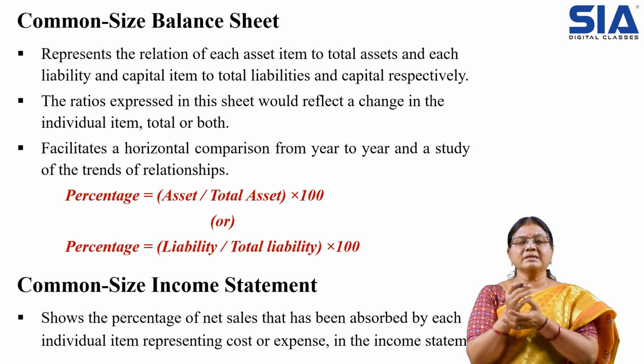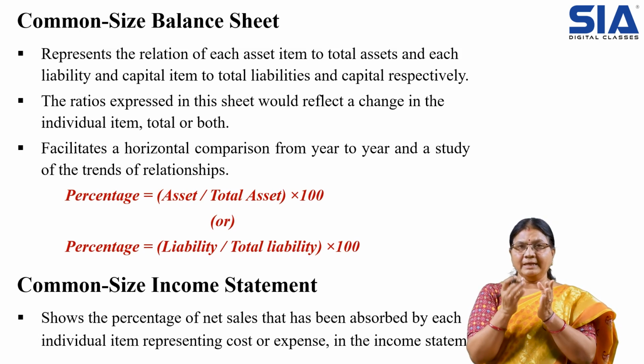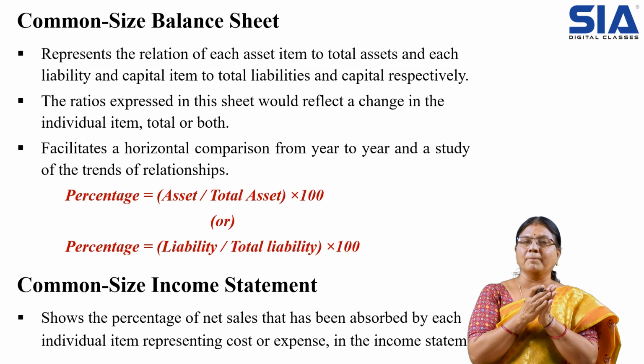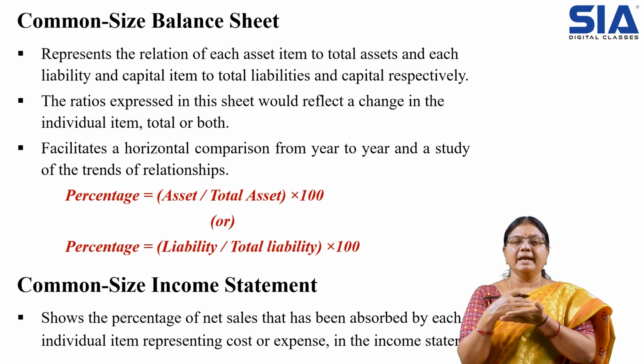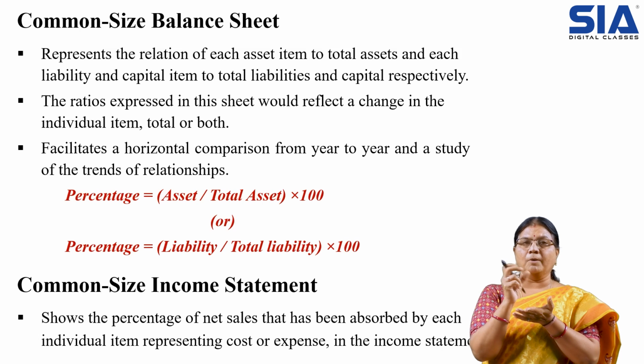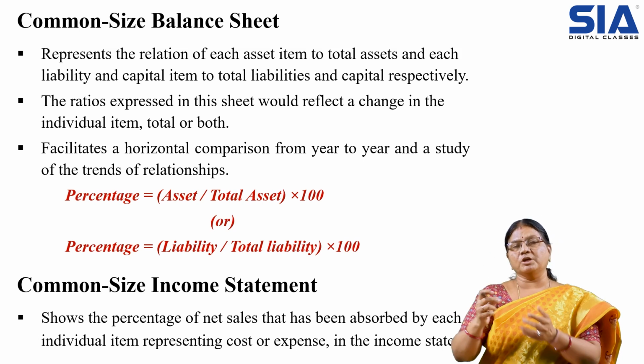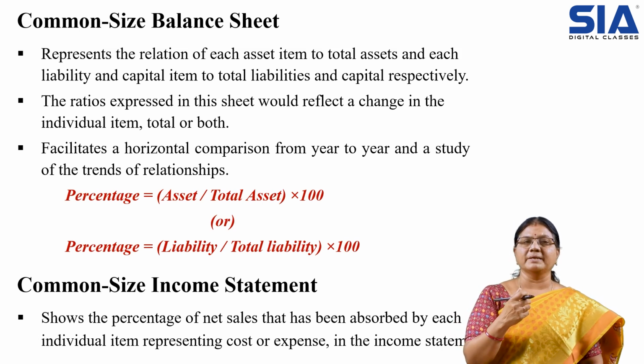Then the common size income statement. While preparing it, we treat the sales as 100% and understand each individual component by comparing it in proportion with the sales, that is 100%.